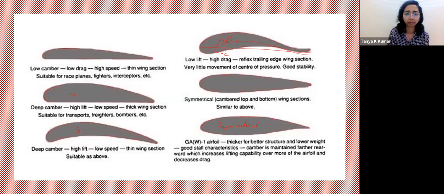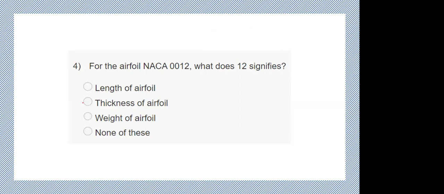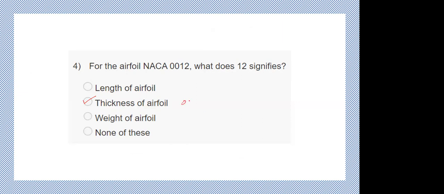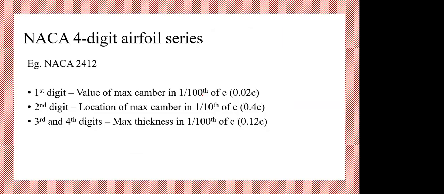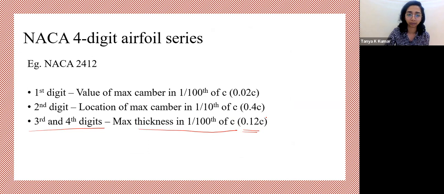Correct, absolutely. Next question: for the airfoil NACA 0012, what does 12 signify? This is a 4-series airfoil. Thickness, yes. What will be the exact value of thickness? It will be 0.12 C. I just pasted the slide: the last two digits signify the thickness in 1/100th of C. And this is what we got, 0.12 C.